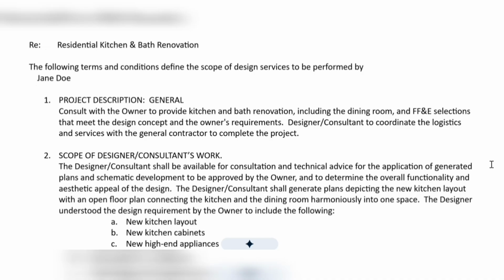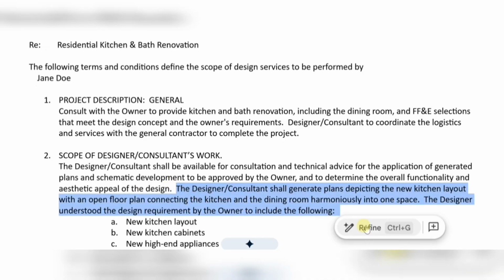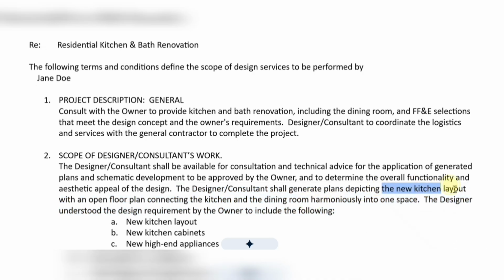So to show you exactly, I want you to look at this detailed per line items project scope. And this one paragraph right here is very important. Defining the core objective: the designer shall generate plans depicting the new kitchen layout with an open floor plan connecting the kitchen and the dining room into one space. That is your anchor right here. The new kitchen layout with an open floor plan connecting the kitchen and the dining room into one space.